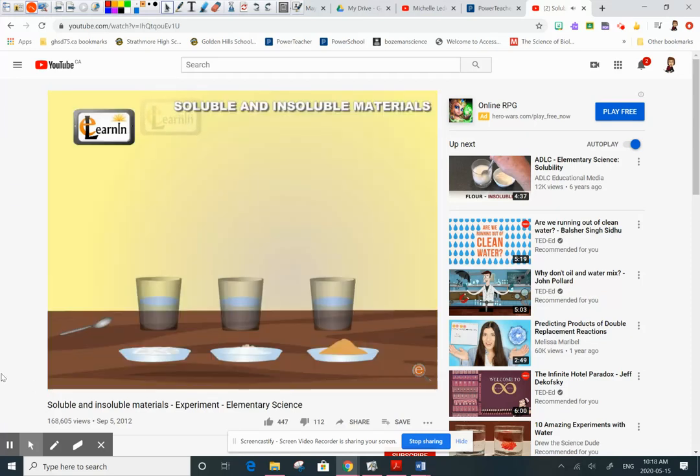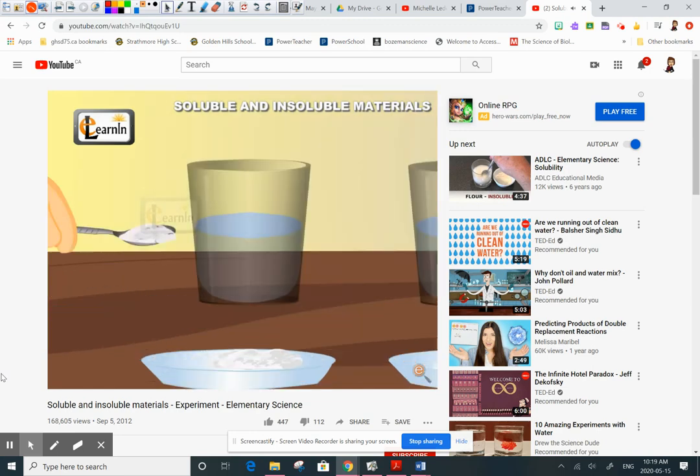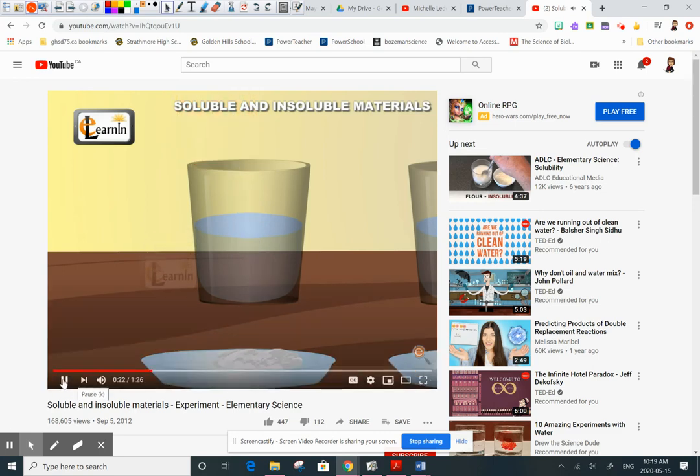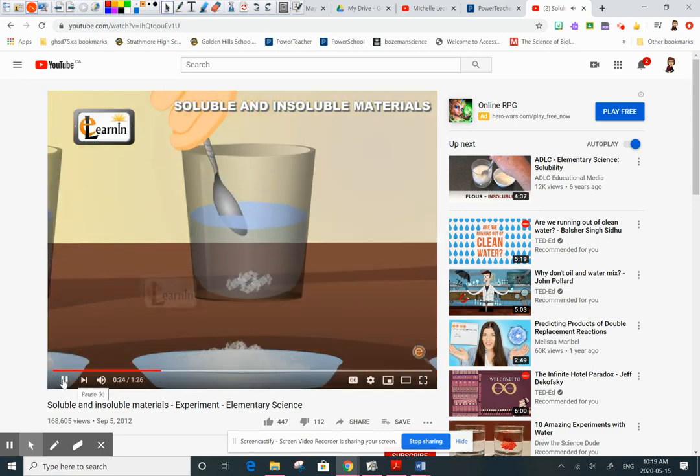Let us conduct an experiment to check the solubility of some substances. Take 3 glasses of water, a spoon, and some salt, sugar, and sand. Add a spoon of salt to the first glass and stir it. You will notice that the salt completely dissolves in water. Similarly, add a spoon of sugar to the second glass. You will observe that the sugar also dissolves in water.